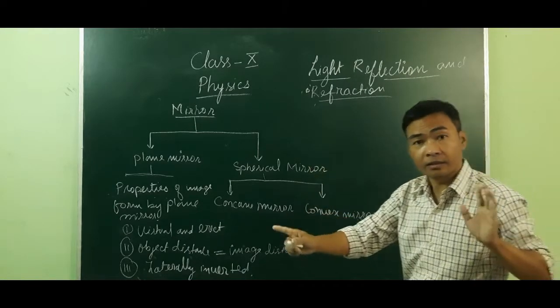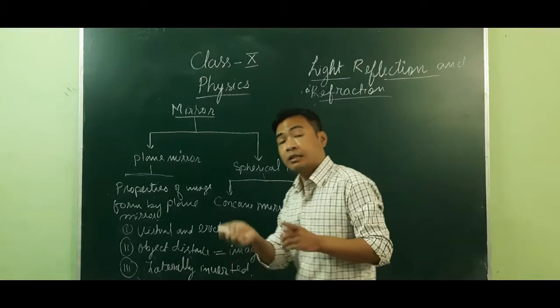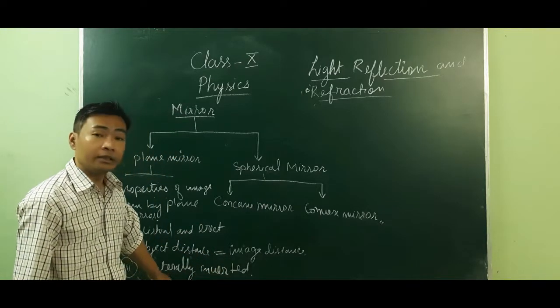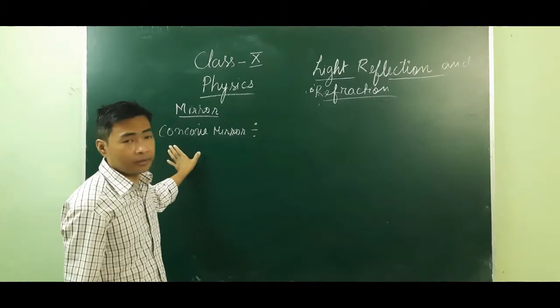So the right hand of the object becomes the left hand of the image. This left-hand, right-hand change of the object in the image is called lateral inversion. Now we will start with the concave mirror. Now, what is a concave mirror?